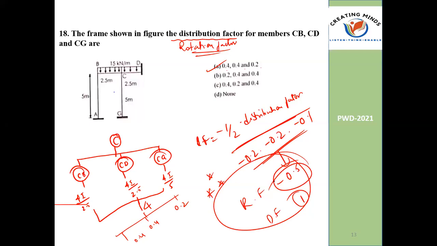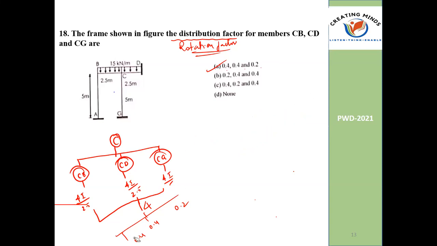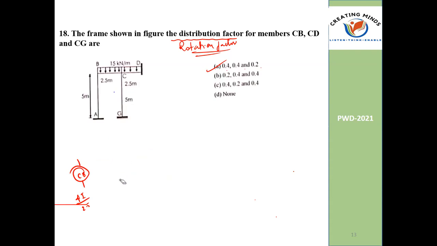Any doubts? Rotation factor is always negative. Distribution factor is always positive. Distribution factor sums to unity; rotation factor sums to minus 0.5. Any doubts? Clear?